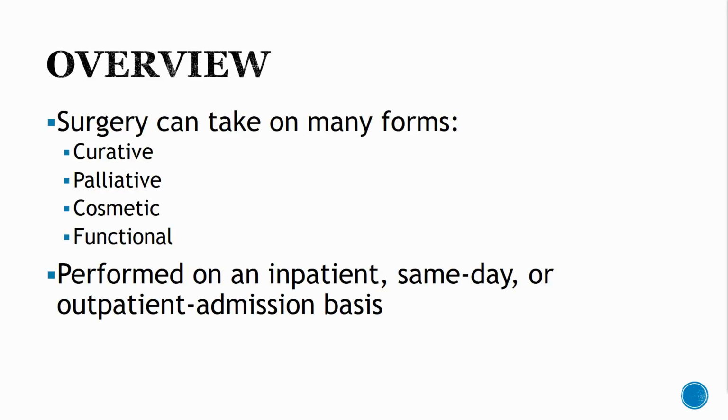And then the next stage is emergent. This is something that requires immediate intervention because of life-threatening consequences. So this is your gunshot, it's your stab wound, any severe bleeding, an abdominal aortic aneurysm, something that needs to be addressed right away.